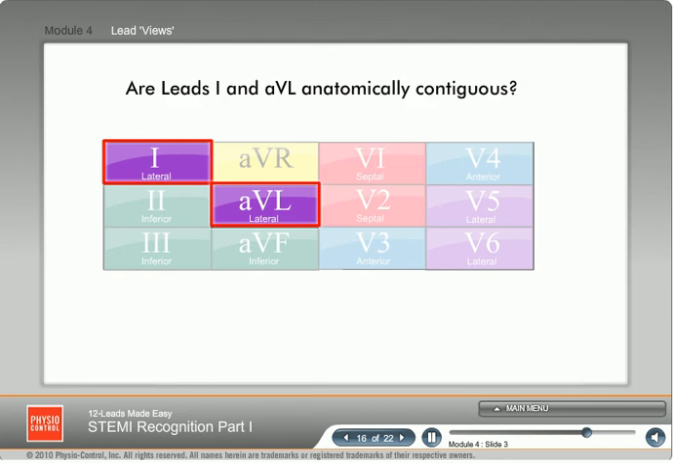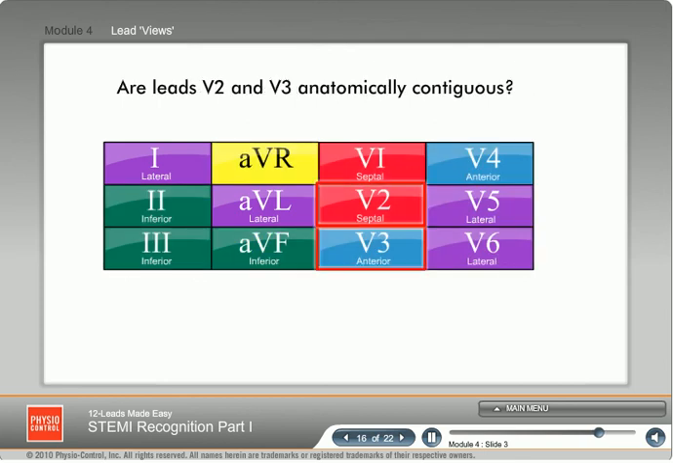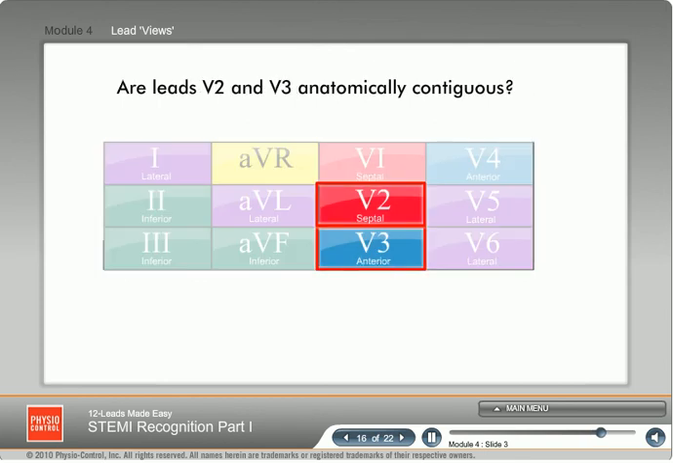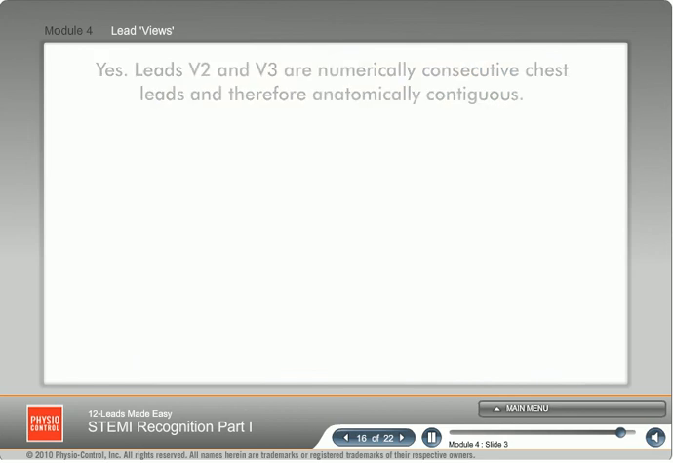Are leads 1 and AVL anatomically contiguous? Yes. Leads 1 and AVL are contiguous because they are both of the same group. Are leads V2 and V3 anatomically contiguous? Leads V2 and V3 are not assigned to the same anatomic group. V2 is considered septal and V3 is considered anterior. However, since they are numerically consecutive chest leads, they are anatomically contiguous.